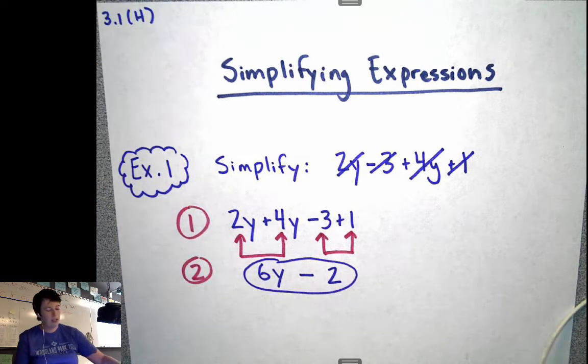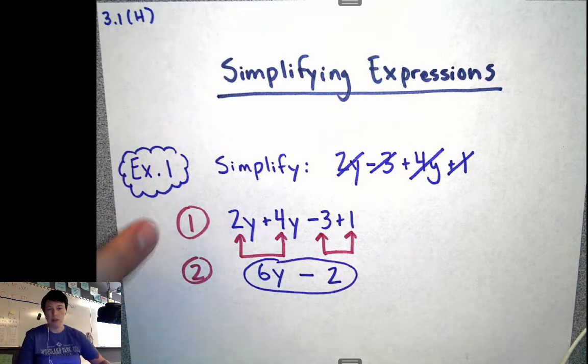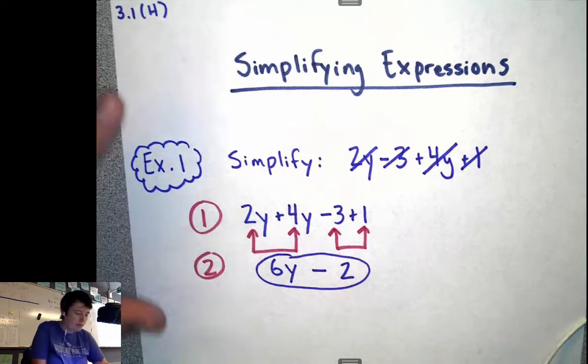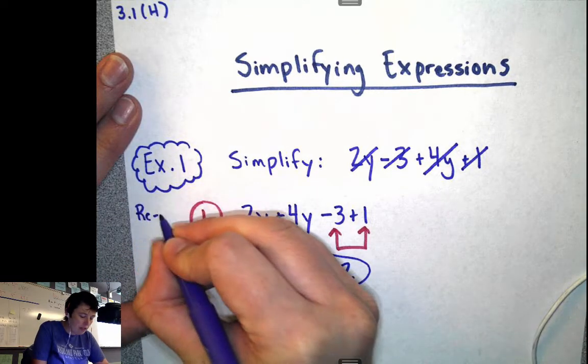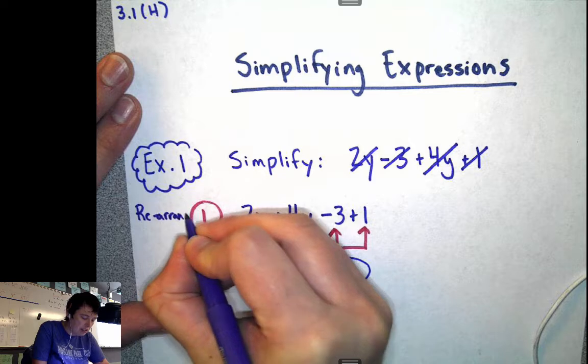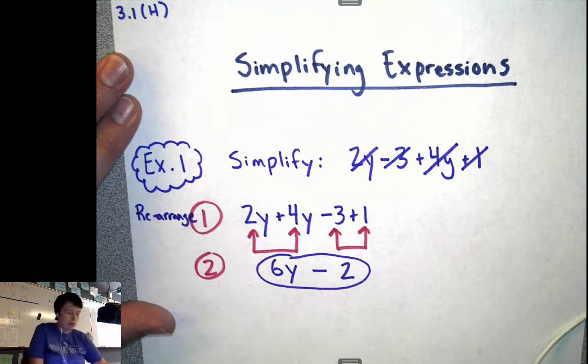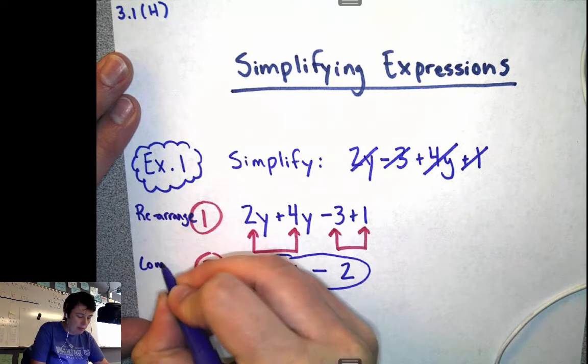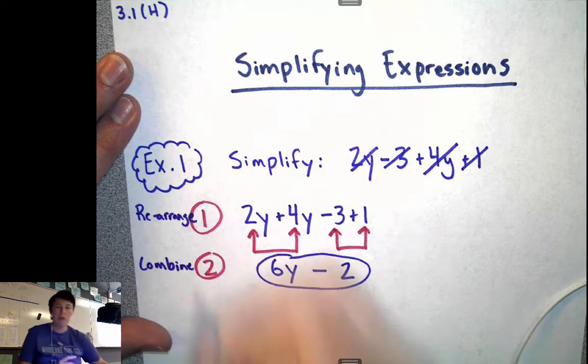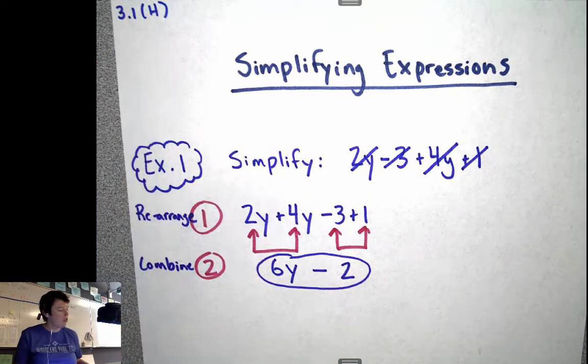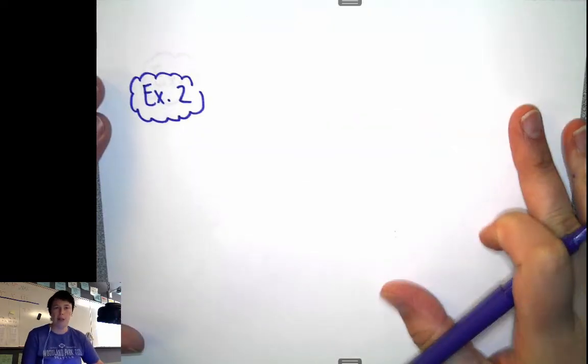Okay, so the steps are straightforward. It's step one, rearrange the problem. So rearrange, get those like terms together. And then step two, combine the like terms, put them together. Rearrange and combine. So let's try another one. Let's continue to practice this skill a little bit. We're going to do an example 2 here.